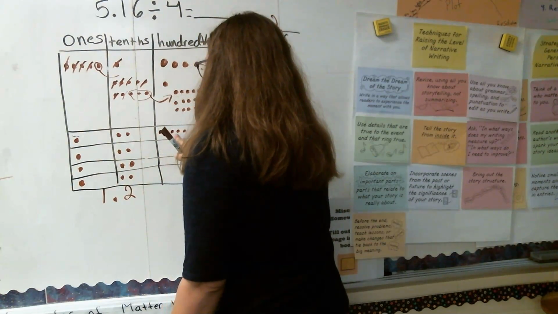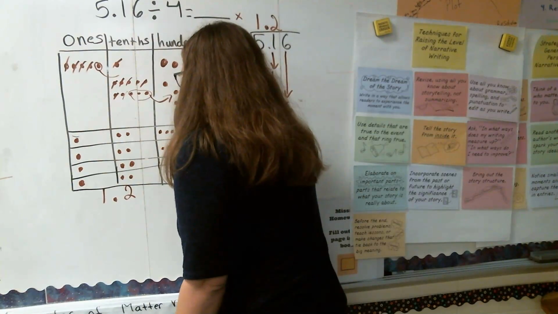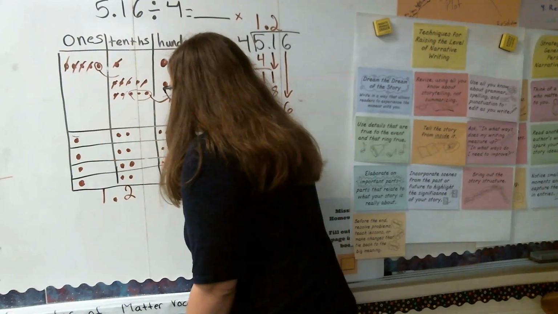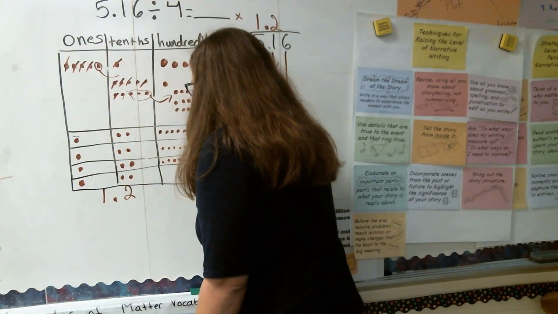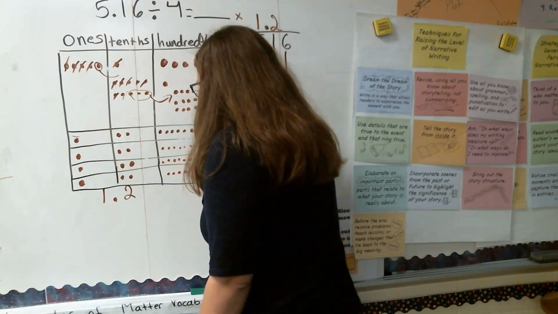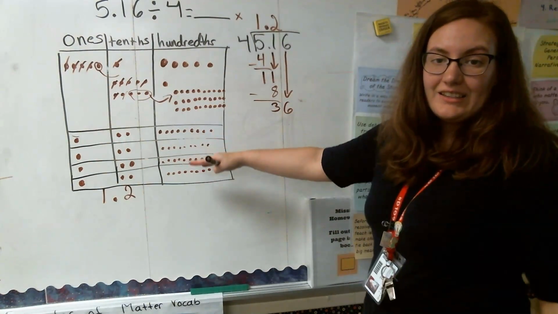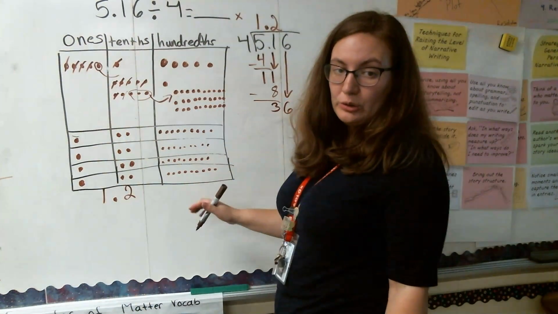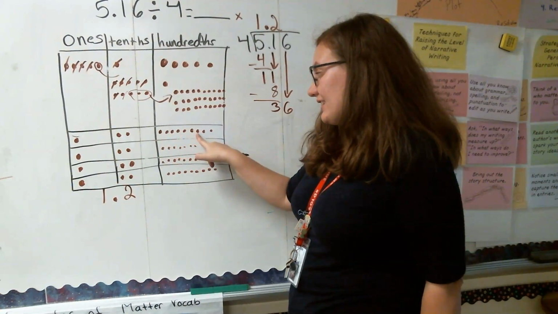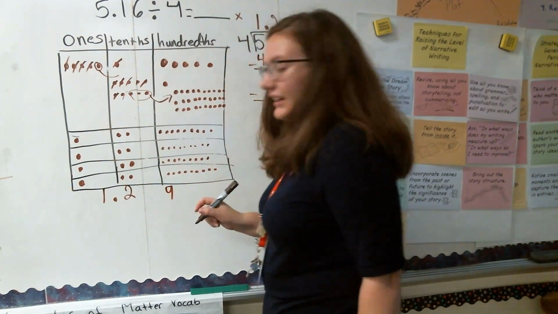So 1, 2, 3, 4, 5, 6, 7, 8, 9, and do that again. 1, 2, 3, 4, 5, 6, 7, 8, 9. All right, so all my dots are now distributed throughout my groups, and in each group I have 1, 2, 3, 4, 5, 6, 7, 8, 9. So my hundredths answer will be 9.